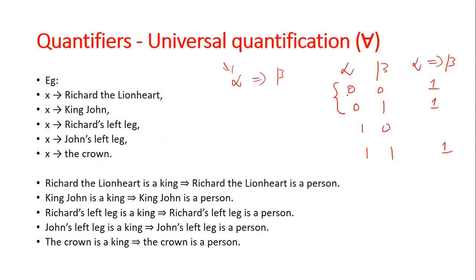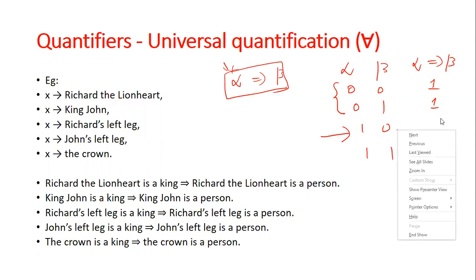If alpha is true, then alpha implies beta is also true when beta is true, because this statement only claims that if alpha is true, then beta is true. If alpha is false, it does not claim anything. So as per the truth table, these two are 1. If alpha is true and beta is false, that is not possible. That is 0. So this is our truth table, right?